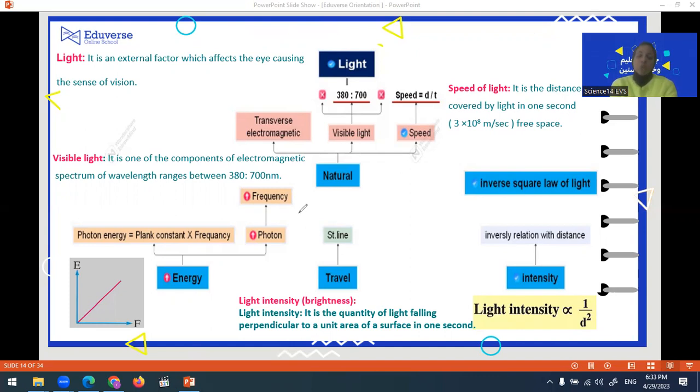We talked about the energy also. Max Planck found a relation between the photon energy and the photon frequency, and this is the law that Max Planck discovered for us. Photon energy equals Planck constant times frequency. And we can find that we have a direct relationship between the photon energy and frequency. And finally, we talked about the light intensity, and we apply the inverse square law of light here instead of the sound, which is that light intensity is inversely proportional to the square of the distance.